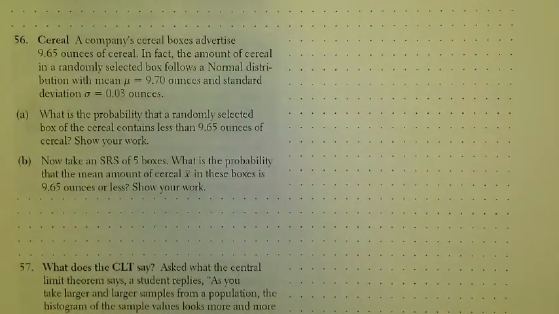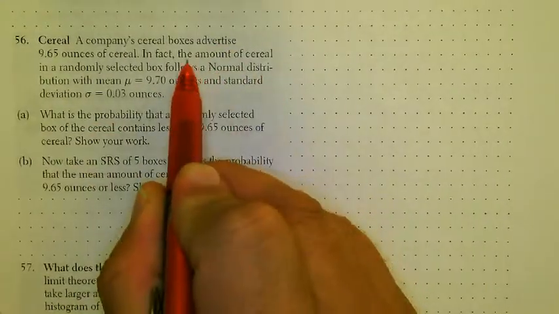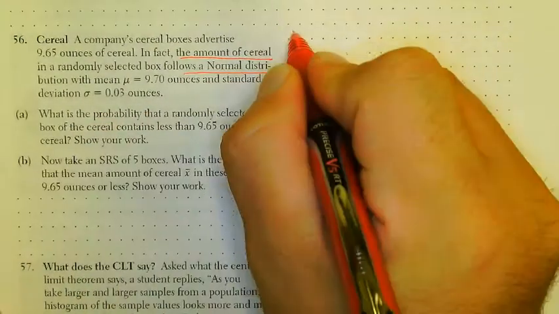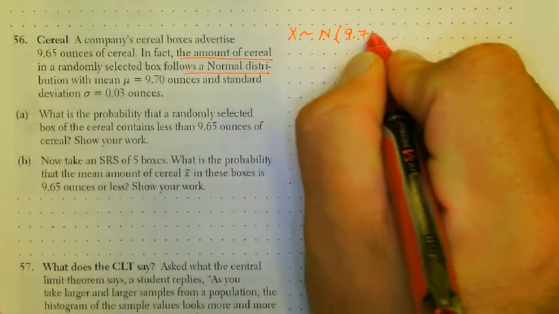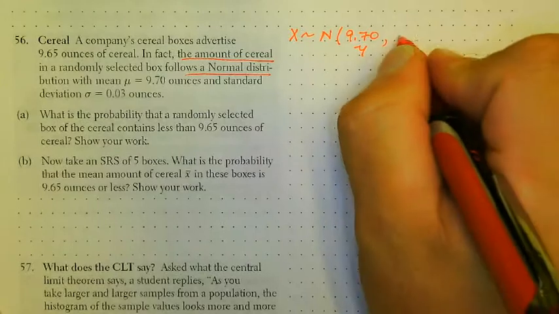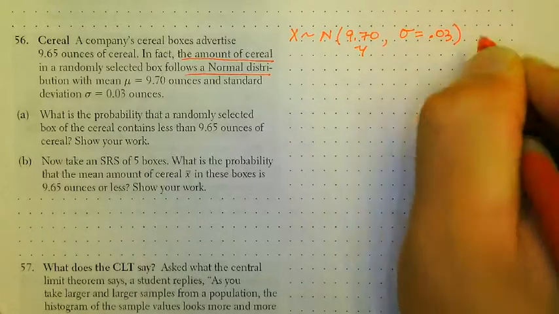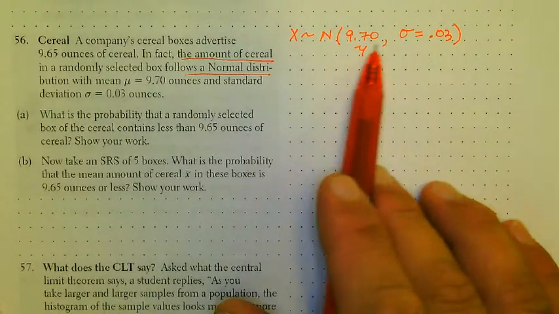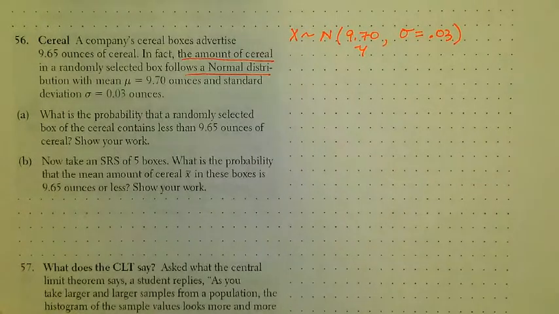Okay. Number 56 talks about this cereal company. And it says the amount of cereal follows a normal distribution. So I'll say X is approximately normal, mu of 9.70, and sigma of 0.03. Whenever you write this notation, be clear about what is mu, be clear about what is sigma, so you can get your points. So that's our information that we know.